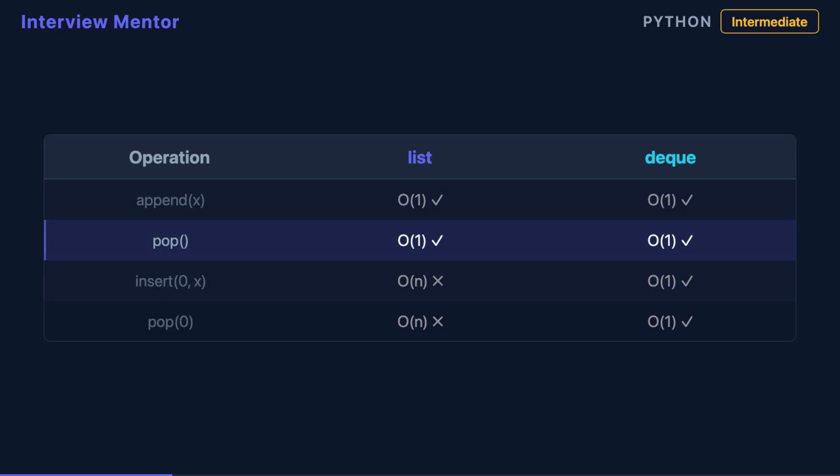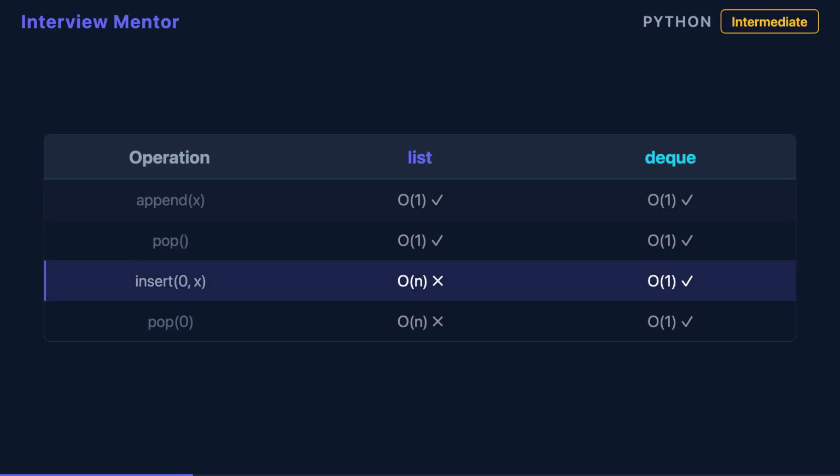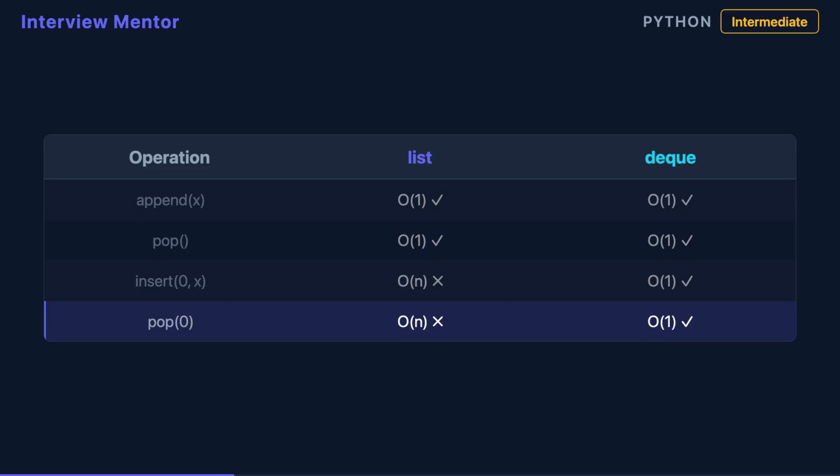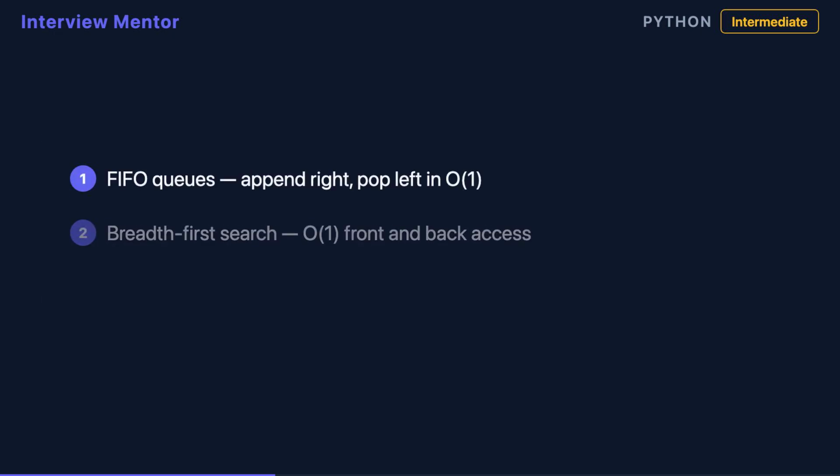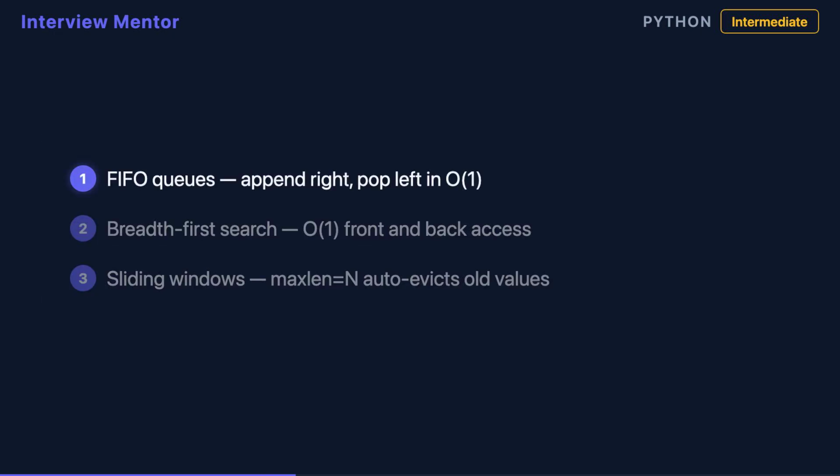Compare that to a list. Pop 0 must shift every remaining element, making it O(n). Internally, deque uses a doubly linked structure, so both ends are equally fast. This makes deque the ideal choice for FIFO queues, breadth-first search, and sliding window problems.